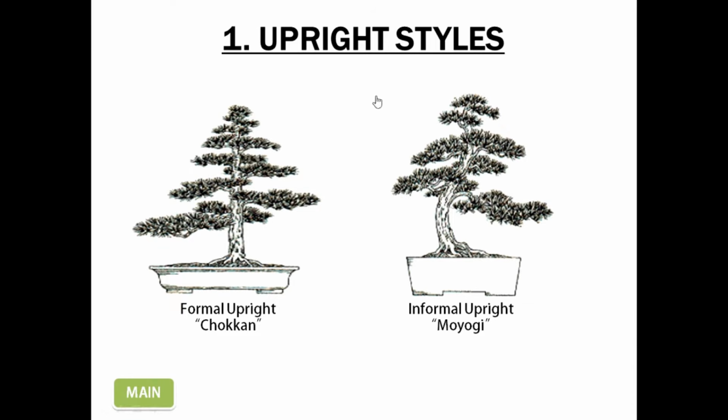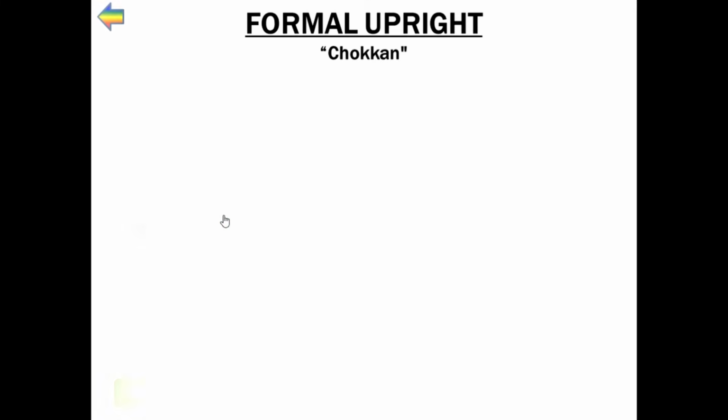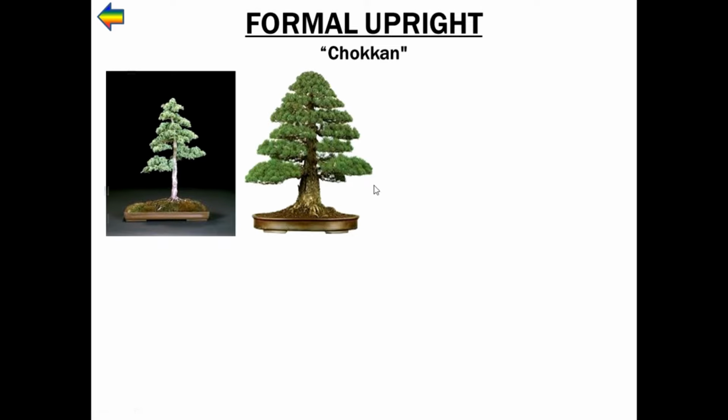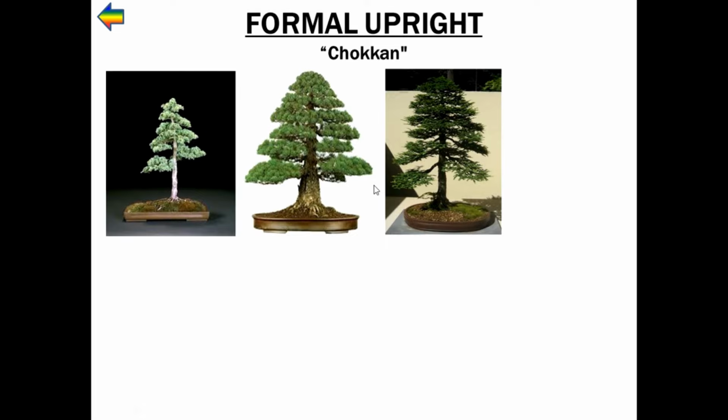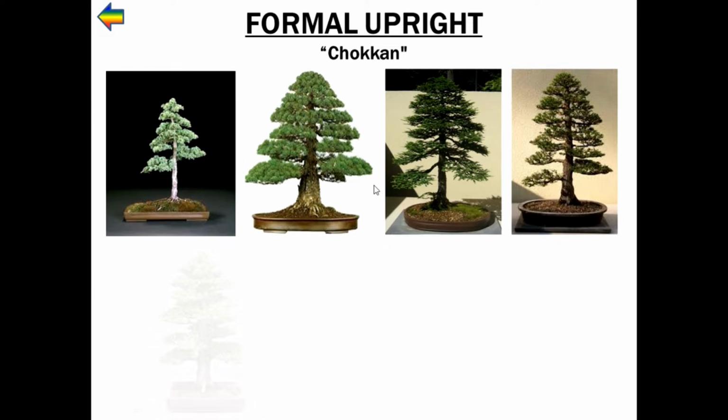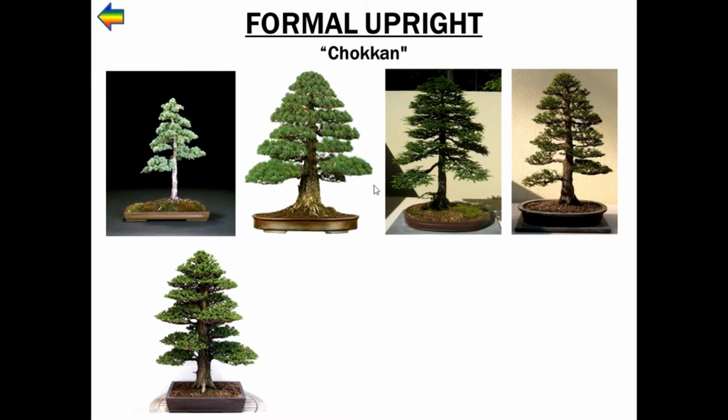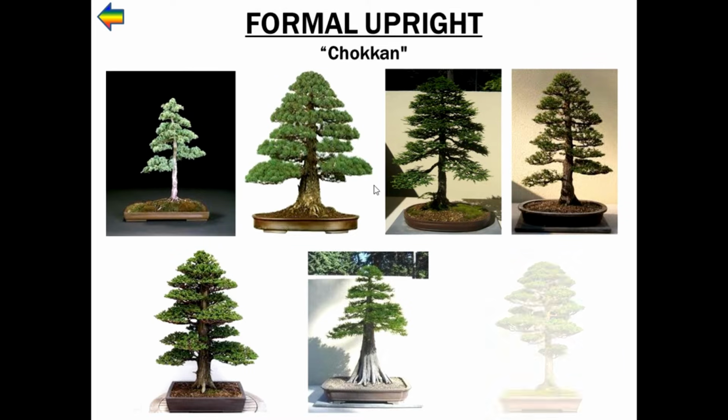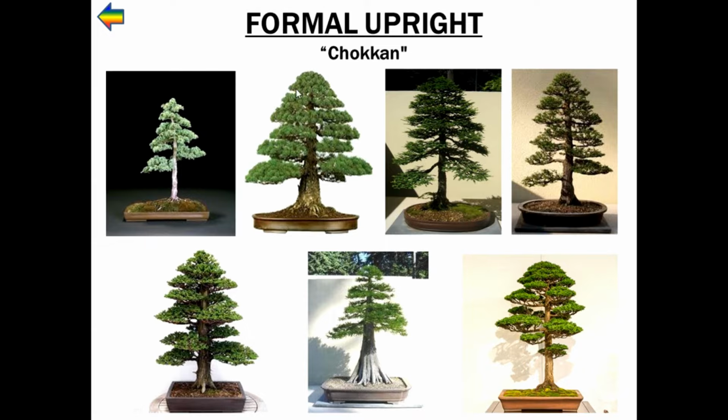There are two types of styles that fall into this category: formal upright and informal upright. Formal upright, or chokan. The tree has a straight, upright, tapering trunk. Branches progress regularly from the thickest and broadest at the bottom to the finest and shortest at the top. This gives the branches a triangular shape.